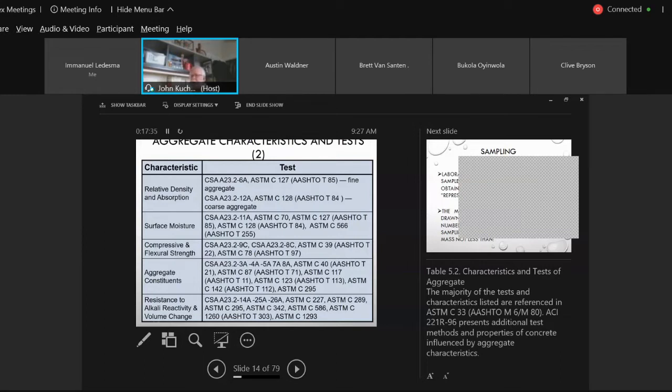Alkali reactivity. Some aggregates are very heavy with alkali, and they will react with the cement paste, and they will produce deterioration. So you can have a physical attack. Alkali reactivity, whether it's ASR or ACR.